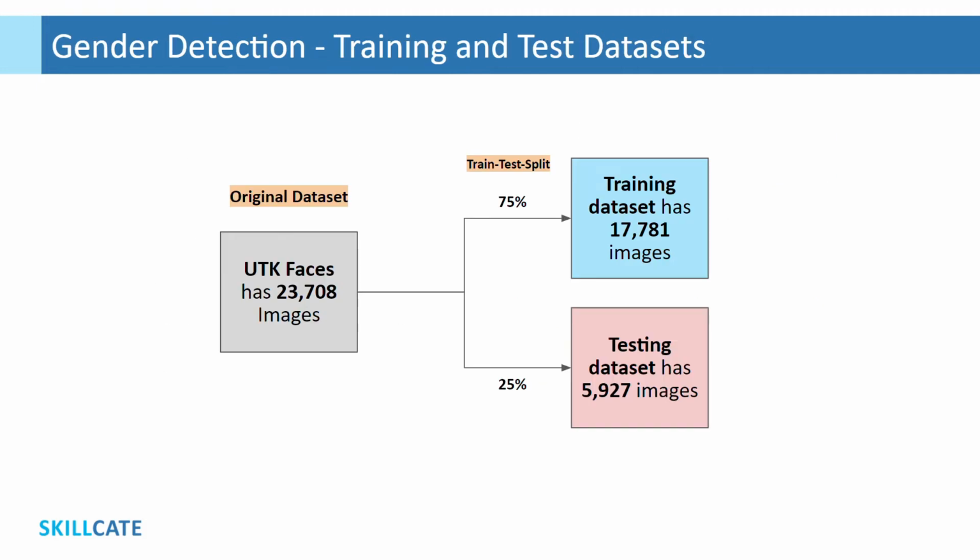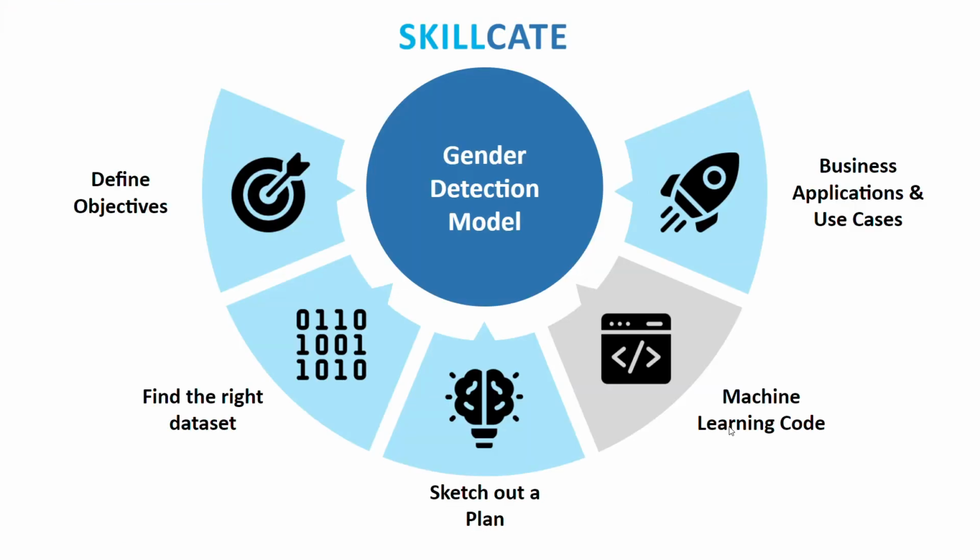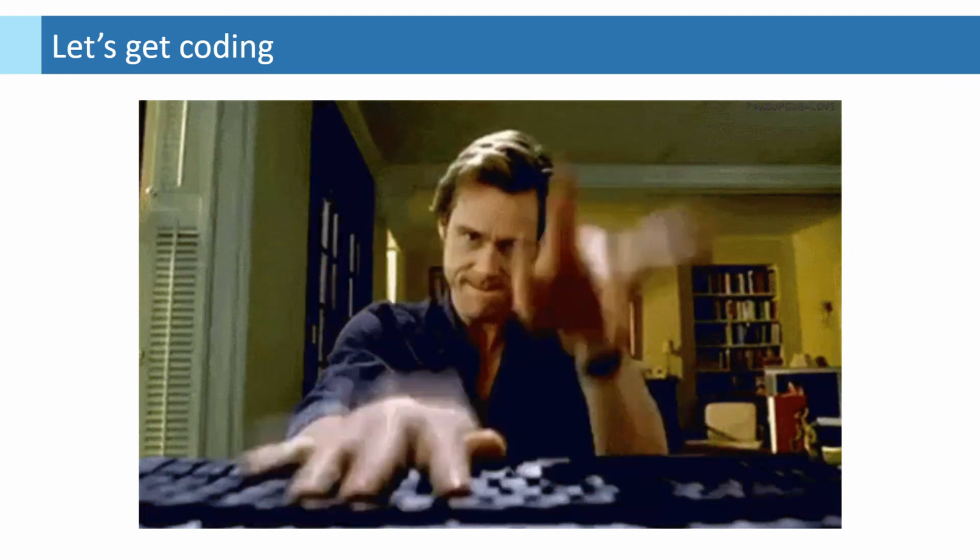So just to summarize, we have 23,708 images in our dataset, UTK faces. We split that up into 75-25 training and test. Then on this training set of 17,781, we train our CNN model and validate performance on the test set, which is 5,927. Moving on, let's jump into the coding part of this gender detection model. Let's get coding.